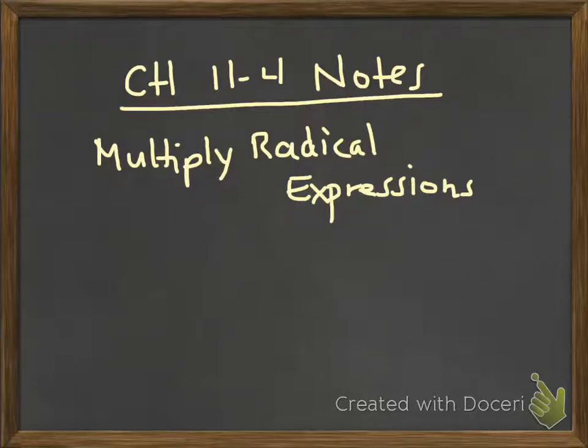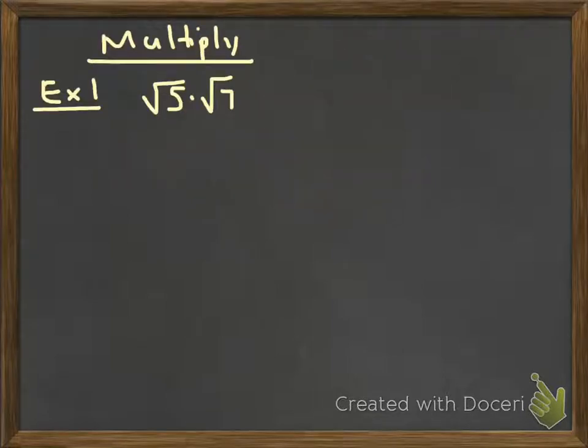Chapter 11-4 is multiplying radical expressions. Okay, on examples 1 through 5, you just need to multiply. Example 1, square root of 5 times square root of 7 equals square root of 35. And that can't be simplified.